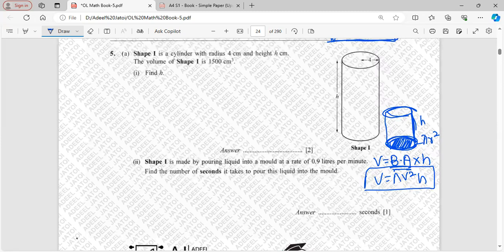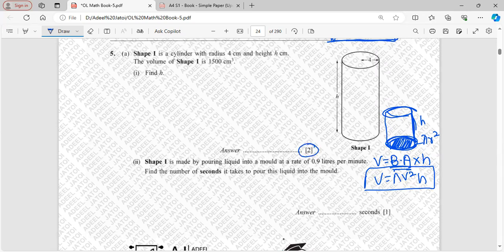So we will be starting off with part A. Shape 1 is a cylinder with a radius 4 and the height is h. The volume of shape 1 is 1500 centimeter cube. So now the volume is given to you, and you need to find out the height. So it's very easy. It's a 2-mark question.